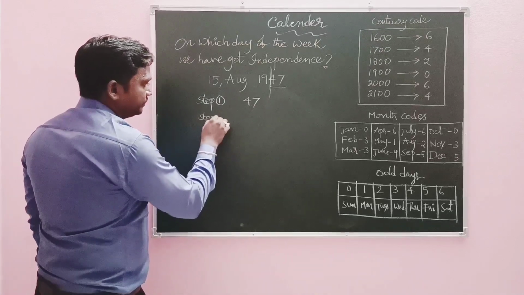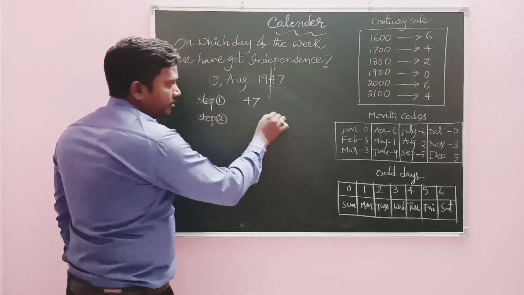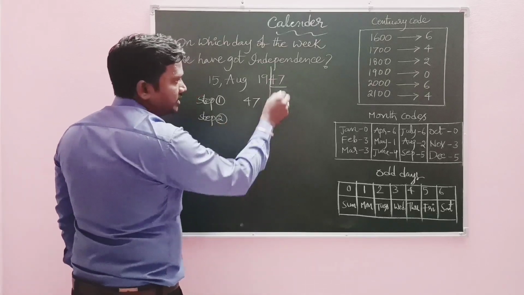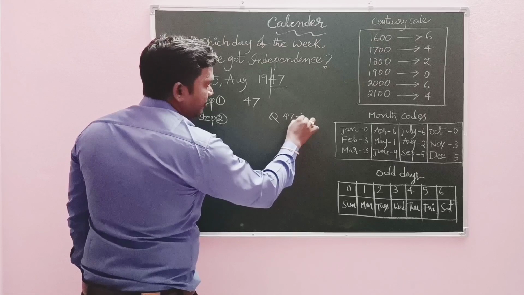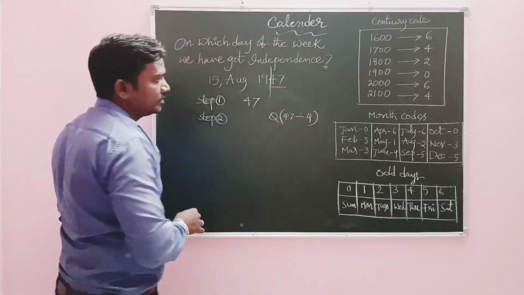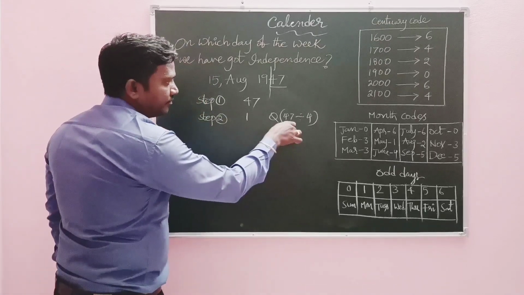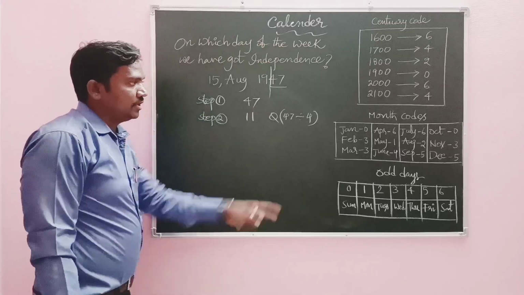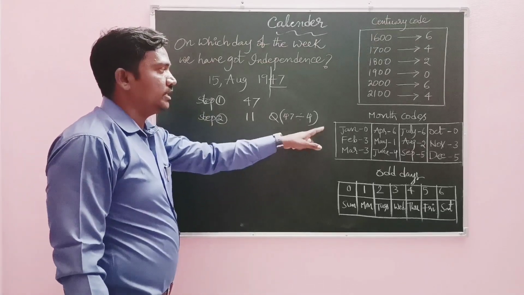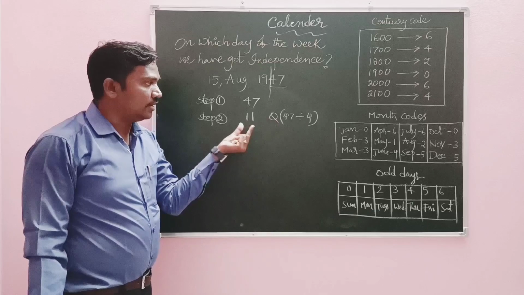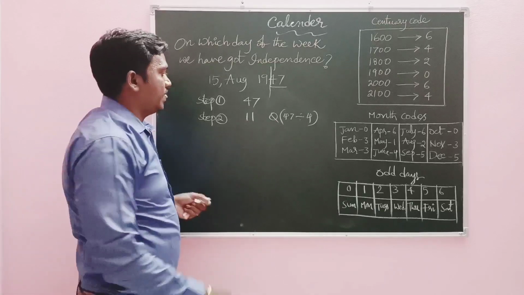Step 2, we have to write the quotient when this 47 is divided by 4. So 4 ones are 4, again 4 ones are 4, 4 elevens are 44 and the remainder is 3. Here no need to write the remainder, we have to write only the quotient.